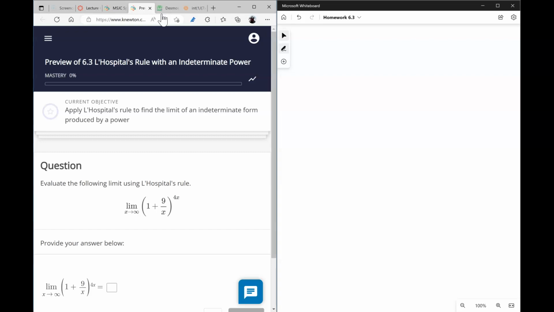Here's the first problem. And we have a limit as x approaches infinity. The first thing we want to do is plug in infinity and figure out the type. So 9 over infinity is 0, 1 plus 0 is 1, and 4 to the power 4 times infinity is infinity, so we have 1 to the power infinity, which is one of the 7 indeterminate forms.